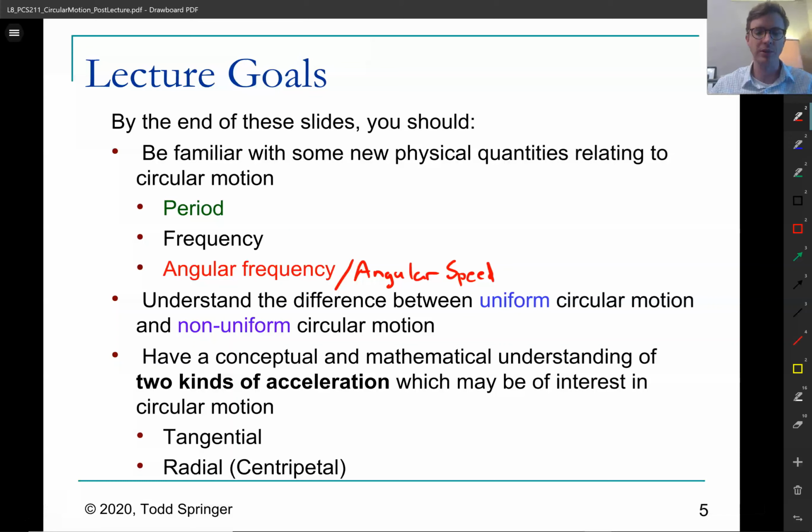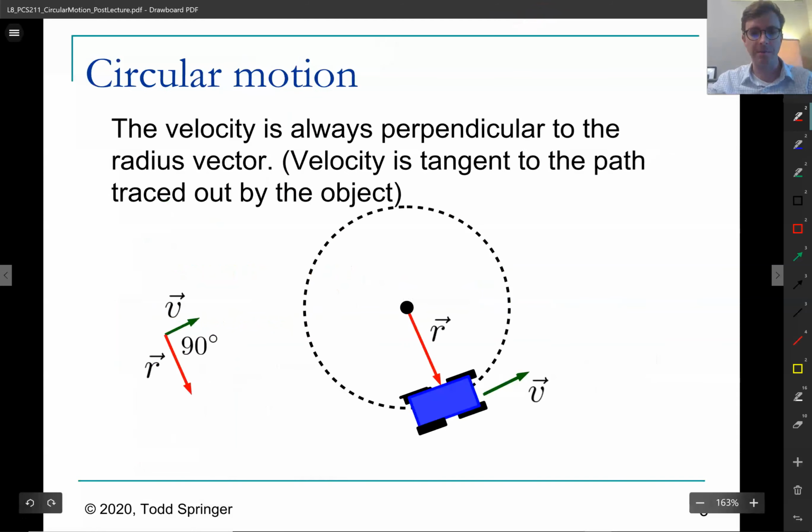And then the trickier one is non-uniform circular motion. That's objects moving in a circle, but speeding up or slowing down at the same time. And this last one is the trickiest one. That's where you have two kinds of acceleration. You have something called centripetal acceleration and tangential acceleration. So we'll be going through all of these things in this lecture.